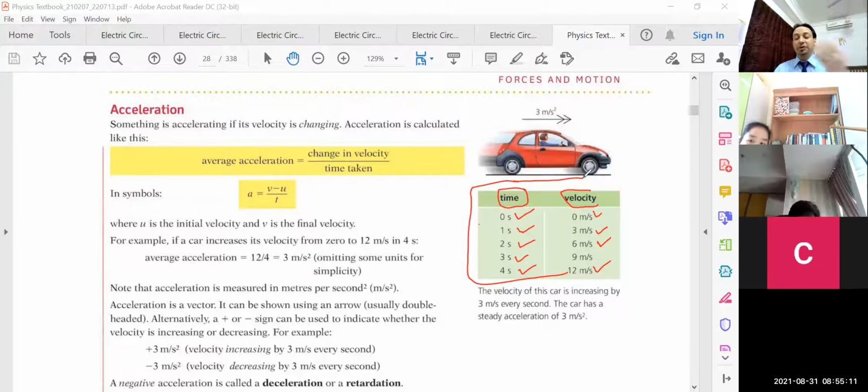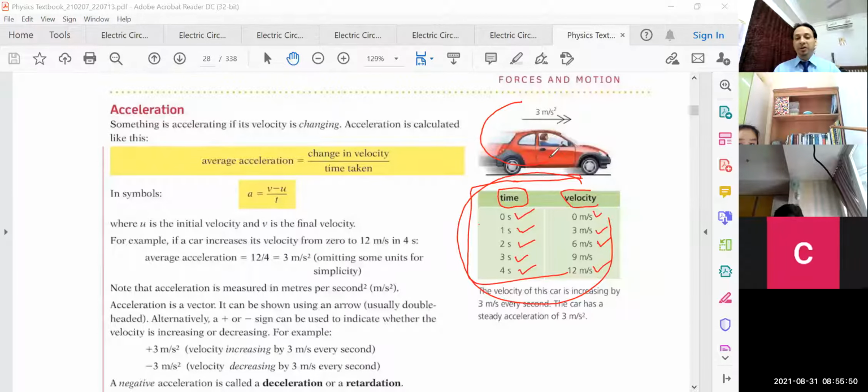Observe this table, and you find velocity changing. Initially, the car was at rest. After 1 second, speed is 3 meter per second, then the speed is 6 meter per second. It means every single time the speed is increasing by a factor of 3 meter per second. After every 1 second, speed is increasing by 3 meter per second. Now, from this part, what is the acceleration of this car? From this table, can you calculate, children, what is acceleration?